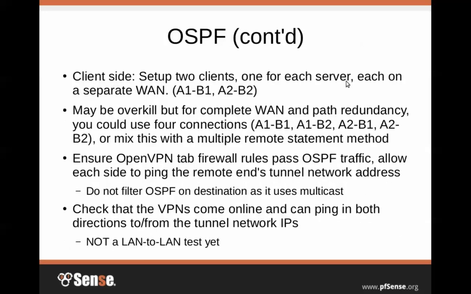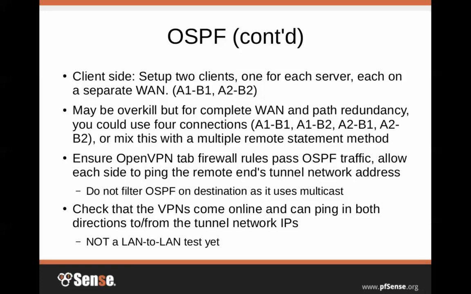On the client setup, you set up a client to go with each server, one for each server, or each on a separate WAN. If the client just has one WAN, that's fine. If the client has 2 WANs, you could put one client on each WAN. If the client does have multi-WAN, you could go a little crazy with it. It's probably overkill, but like I show here, you could do 4 connections for 2 WANs on each side, A1 to B1, A1 to B2, A2 to B1, A2 to B2, or you mix it with the multiple remote statement method to have one of them hop between one WAN and another. So you can combine this a little bit with that, but you can't combine this with the policy routing, but you can combine it with the multiple remote statements.